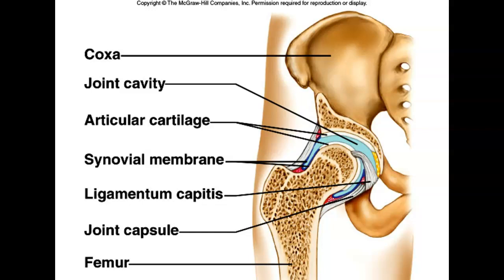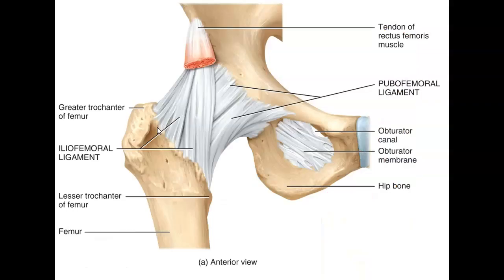Okay, so looking at kind of a cut view through here, we can see that this has all the parts of a regular synovial joint. We have the articular or joint capsule. We have the synovial membrane. We have synovial fluid. We have articular cartilage on the ends of the bone. And of course, synovial joints are going to have ligaments holding the bones together. So everything that we see there in a regular synovial joint is located in the hip joint as well.